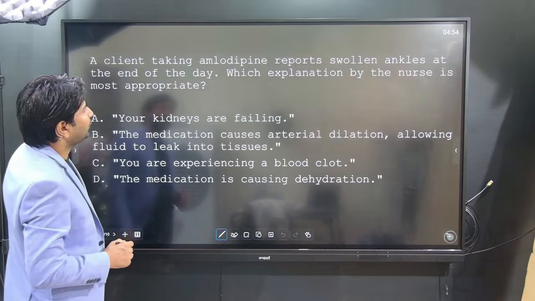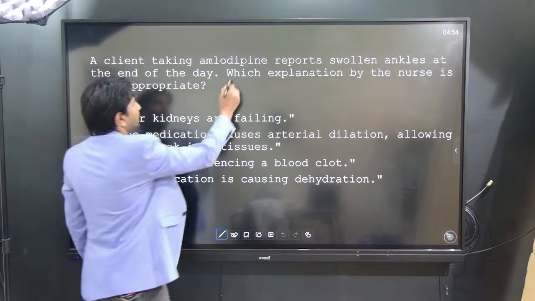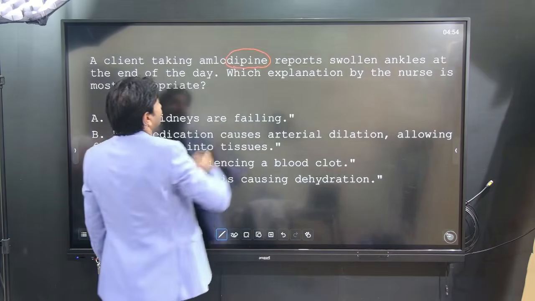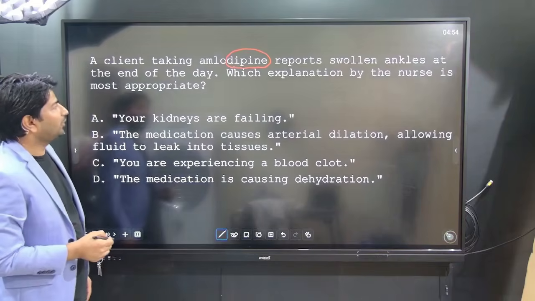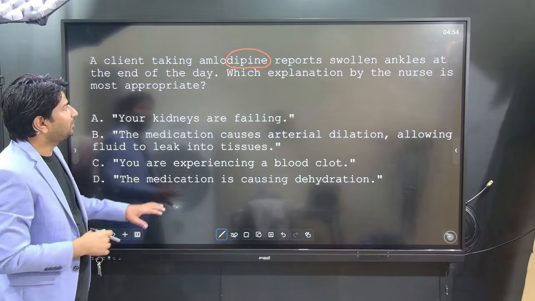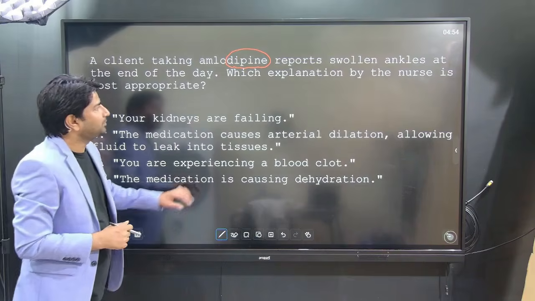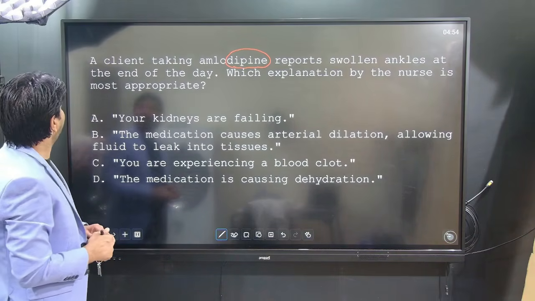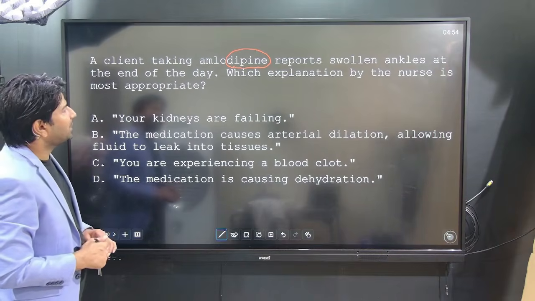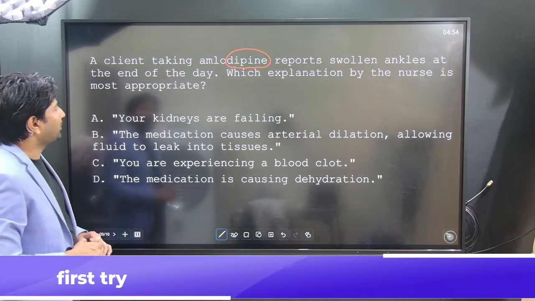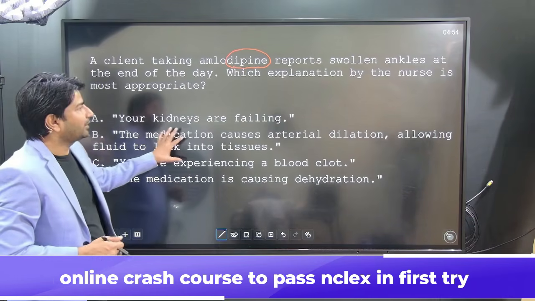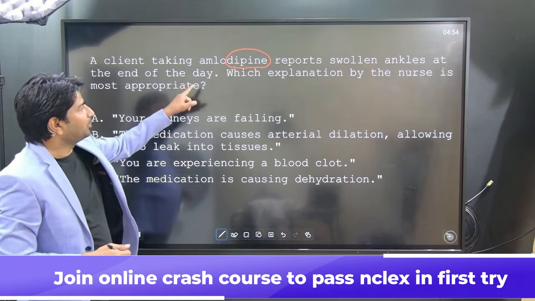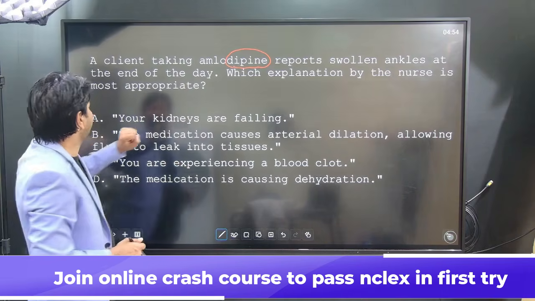A client taking amlodipine. Amlodipine contains the "dipine," which means these are calcium channel blockers that work on the blood vessels. They dilate the blood vessels, especially the arteries. The client reports swollen ankles at the end of the day. Which explanation by the nurse is most appropriate? You have to select a correct statement by the nurse regarding amlodipine in relation to ankle edema.